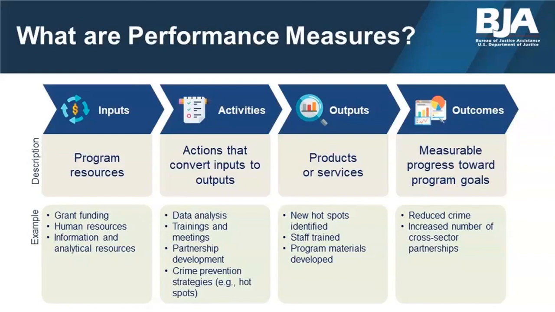These can include things like trainings, meetings, partnership development, data analysis, and strategic initiatives like hotspot policing, focus deterrence, and other crime prevention strategies. Outputs are the countable products or services that result from these actions. Research partnerships, for example, may result in the development of new program materials or assistance with key working group tasks like communicating program impact to external audiences. Outcomes speak to longer-term program goals like improving community safety and reducing crime.